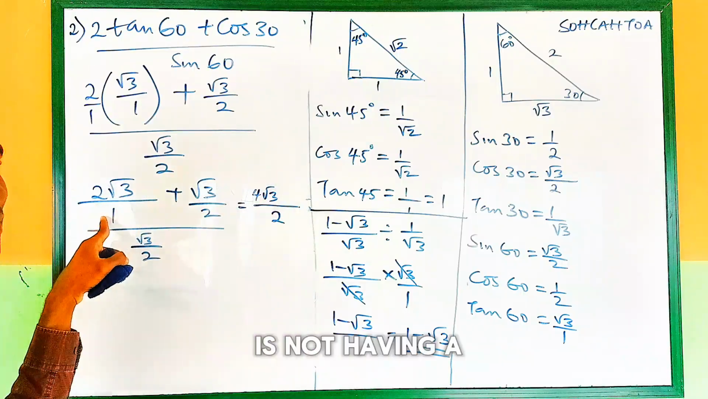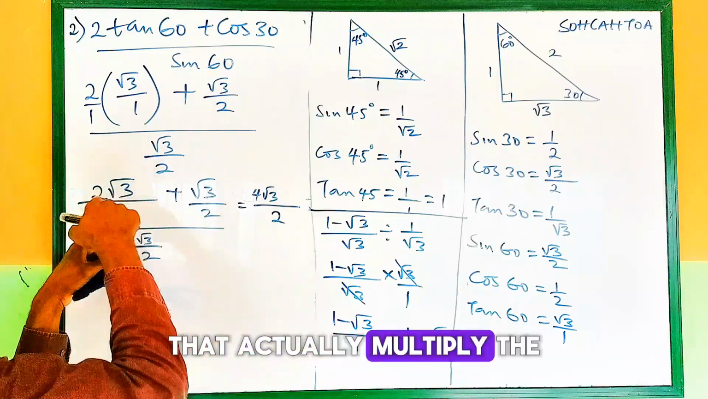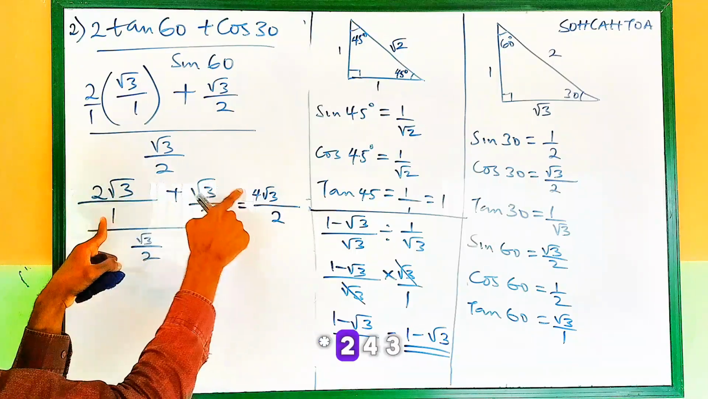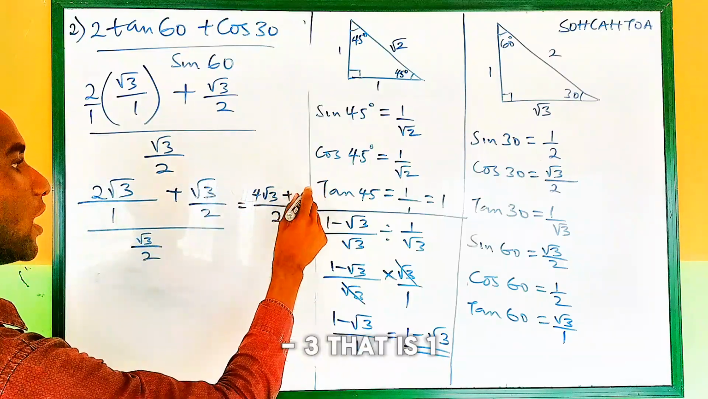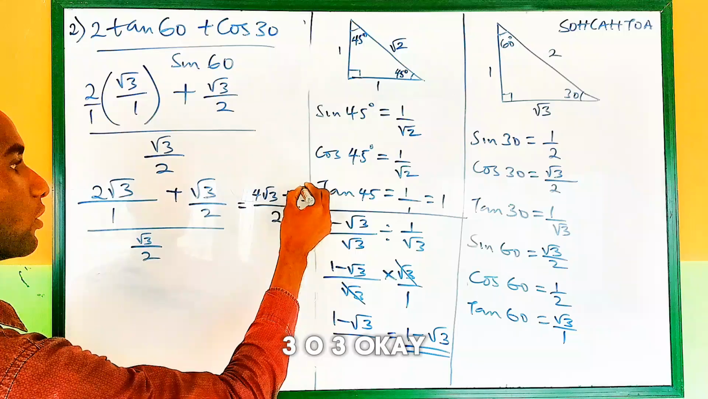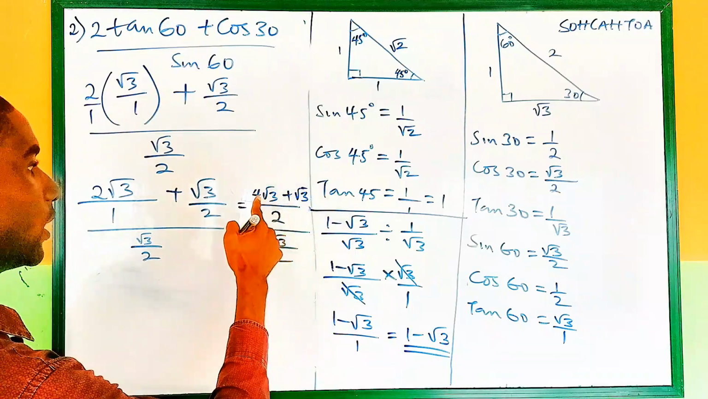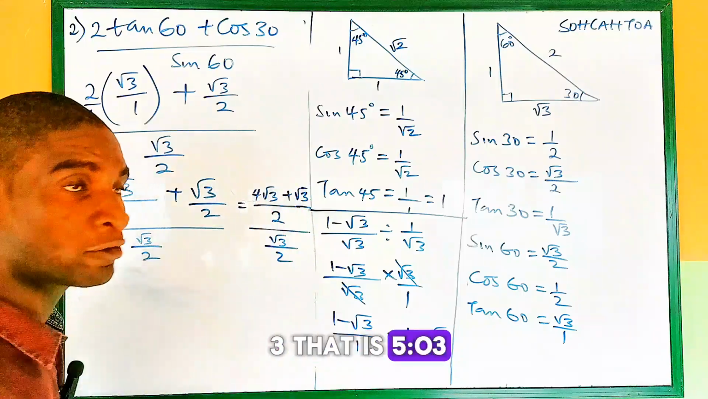The value not having a square root will not multiply root 3. Rather, it will multiply the value without a square root. So 1 in 2 is 2 times 2, 4 root 3, plus 2 into 1 times root 3, that is 1 root 3, over 2. Then all divided by root 3 over 2. Now, can you see? This is 4 root 3 plus 1 root 3, that is 5 root 3.